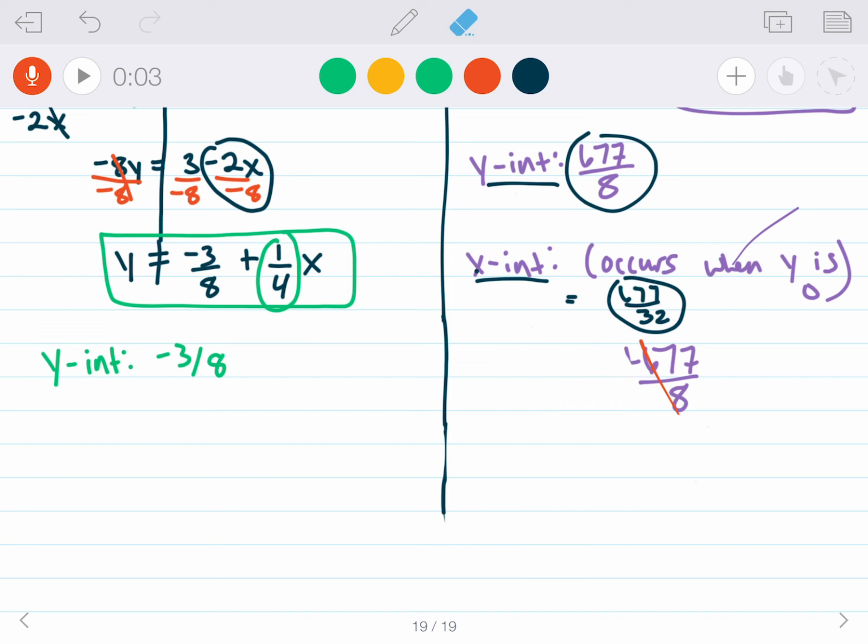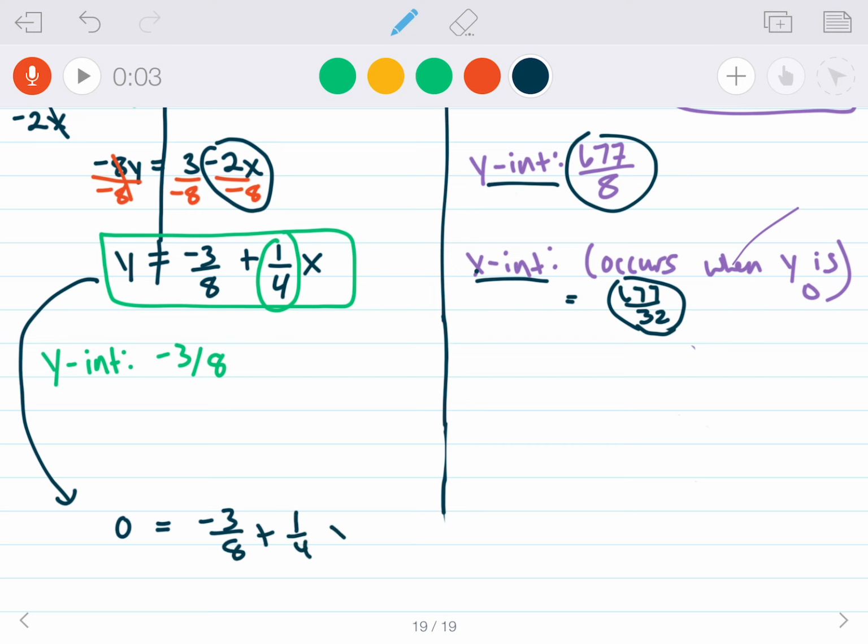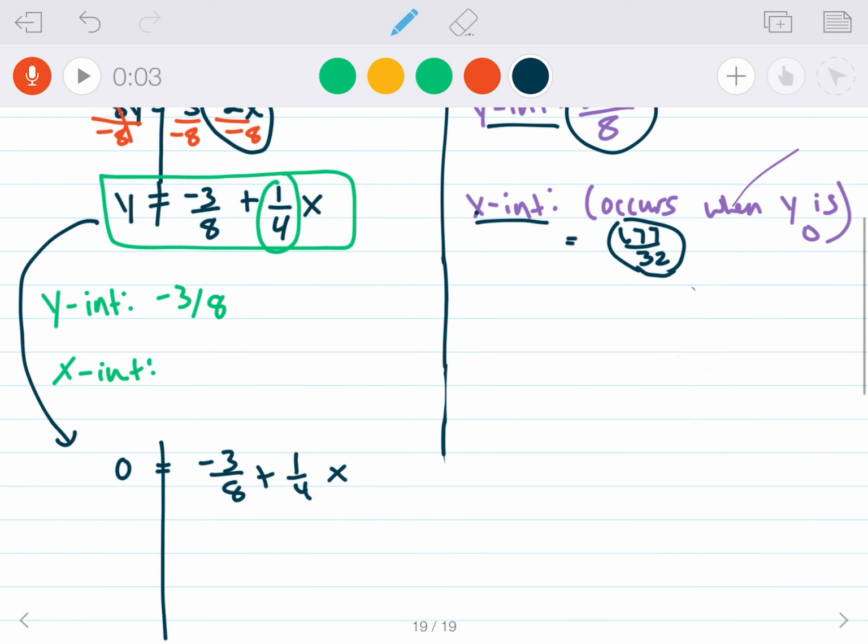To find the x-intercept, we set y equal to 0. So taking this equation, we're putting 0 in for y. We get 0 equals negative 3 over 8 plus 1 over 4x. And we're just going to solve for x. Now I'm going to do the little trick to clear the fractions. I'm going to multiply both sides by the least common multiple of 4 and 8, which is 8. Okay, so if I distribute that 8 in there, negative 3 over 8 times 8 clears the fraction to just give me negative 3.